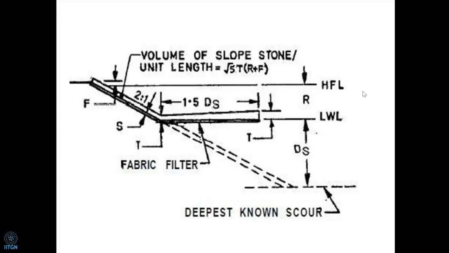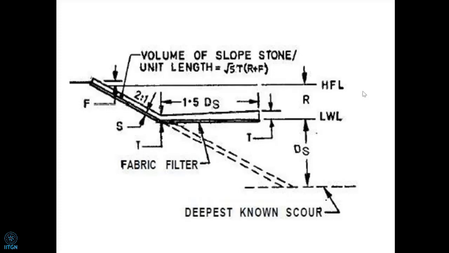Here the F is the freeboard, that's the slope, 1.5 times DS. So if the slope would have continued in its alignment, but for the horizontal bed, you could have taken a shore like this. So the length of the apron should be at least 1.5 times the DS.